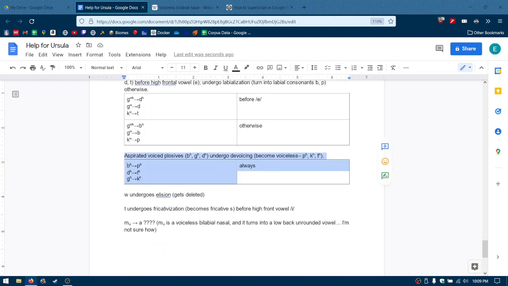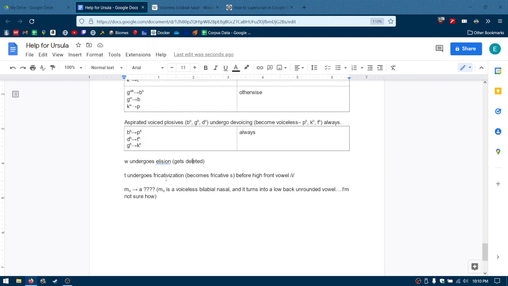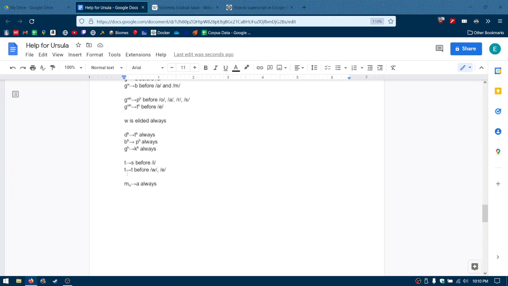Okay, I also said based on these 3 pieces of data that aspirated voiced plosives undergo devoicing. And we can say always, but it's kind of implied if you don't specify a different context. W undergoes elision, so that means it gets deleted. T undergoes fricativization before high frontal vowel I. That's the only time it does that we have recorded. It's really important to specify that because if I don't say this, it would imply that T always undergoes fricativization, but that simply wasn't the case. As you remember, T stayed T before W and E.